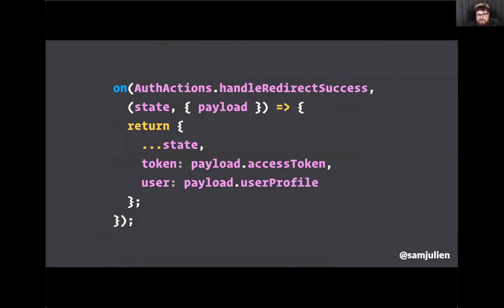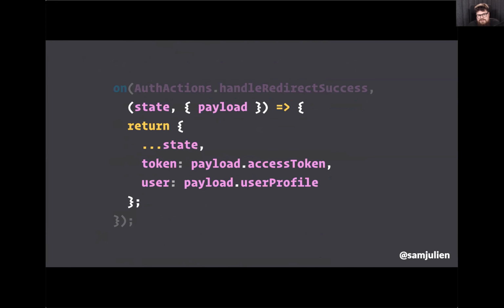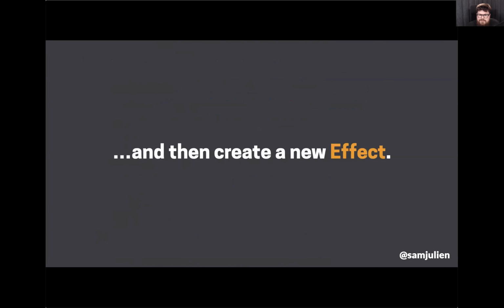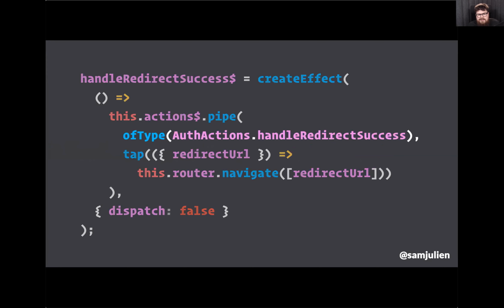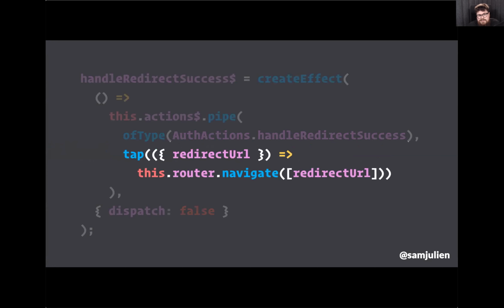Reducers are where the state gets updated. So we're going to listen for that handle redirect success action, and we're going to update the store. We're going to put our token in and our user in. Since we've done that, now we need to create a new effect. It's going to listen for that handle redirect success action. Then again, we're going to use our tap operator, and we're going to navigate the user over to the new URL. And lastly, we have to have that dispatch set to false option there since we're not returning a new action.